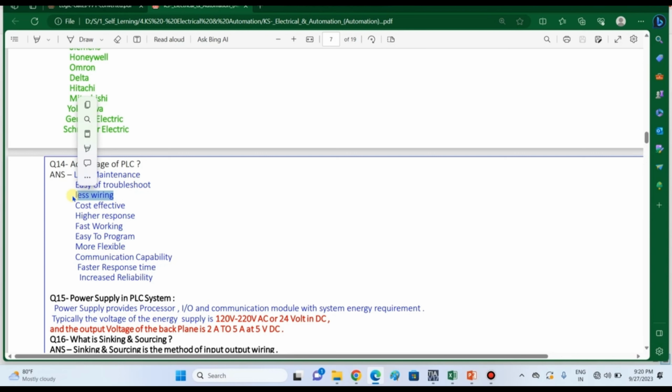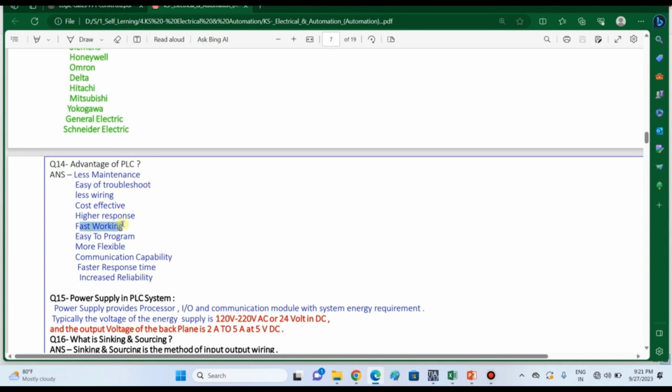Less wiring, because earlier, before the 1990s, before using PLC, there was a large amount of very complex wiring. Around 1950 we were using relay or contactor type wiring, when PLC was not yet developed by General Motors. Cost effective, obviously the cost of a PLC is very low, and it is easy to troubleshoot. Because of less wiring, we can easily find which fault is in that particular panel.